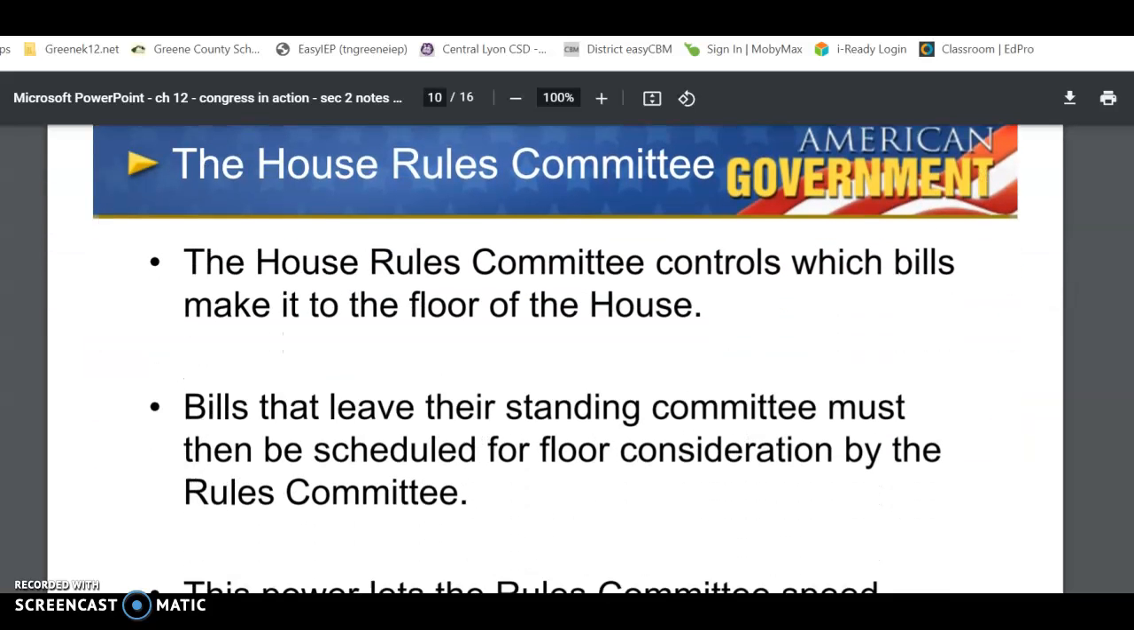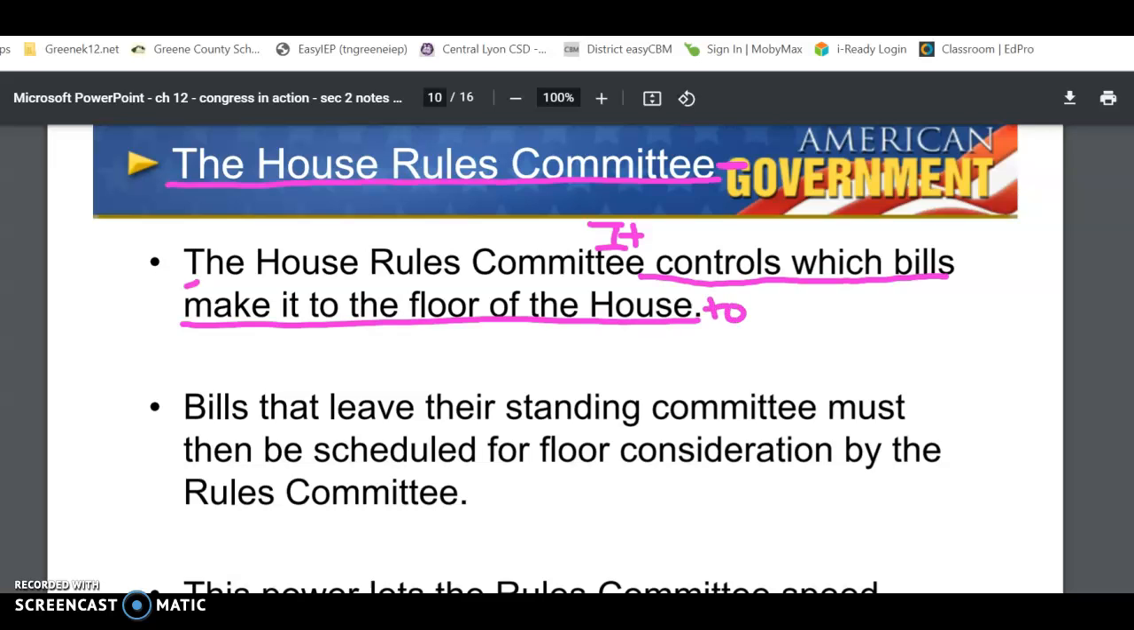All right, so next heading is the House Rules Committee. And this is a pretty influential or important committee. So the House Rules Committee, you can just do a little hyphen like we're writing the definition of it. So the definition is that we'll say it controls which bills make it to the floor of the House.